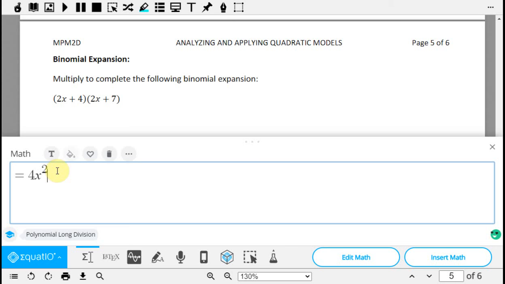2x times 7, 2 times 7 is 14, and then we have an x. Now starting with the 4, 4 times 2x is 8x. And 4 times 7 is 28. Now we simplify the middle terms. 4x squared plus 22x plus 28. And you can see that compares to the question that we were just doing.